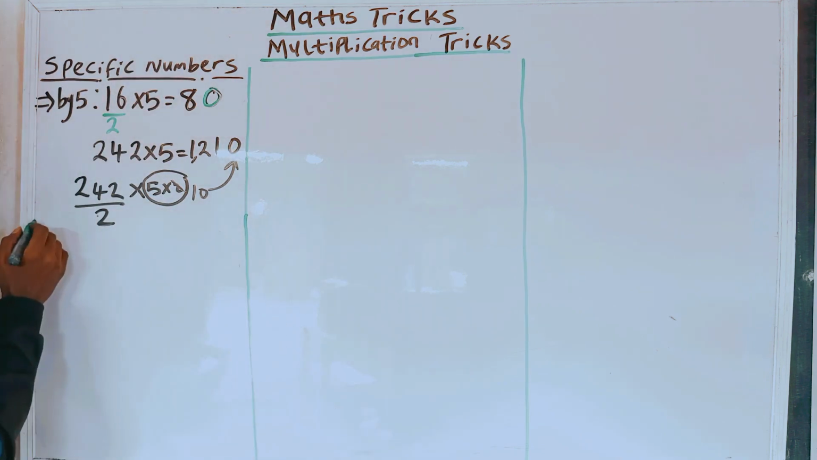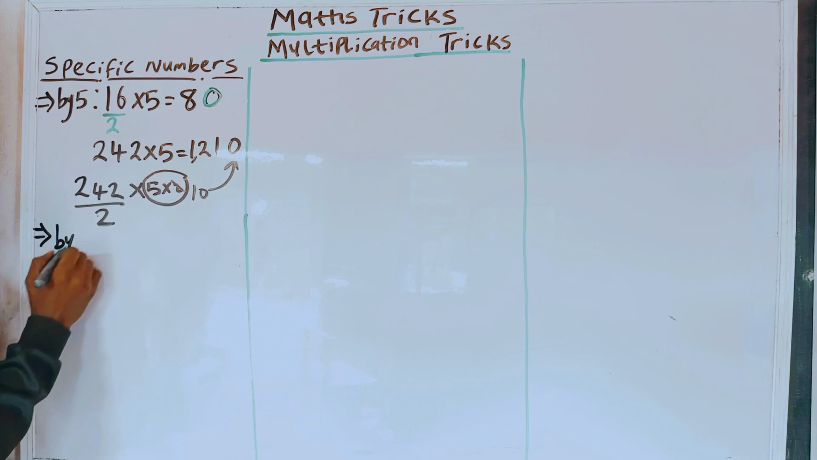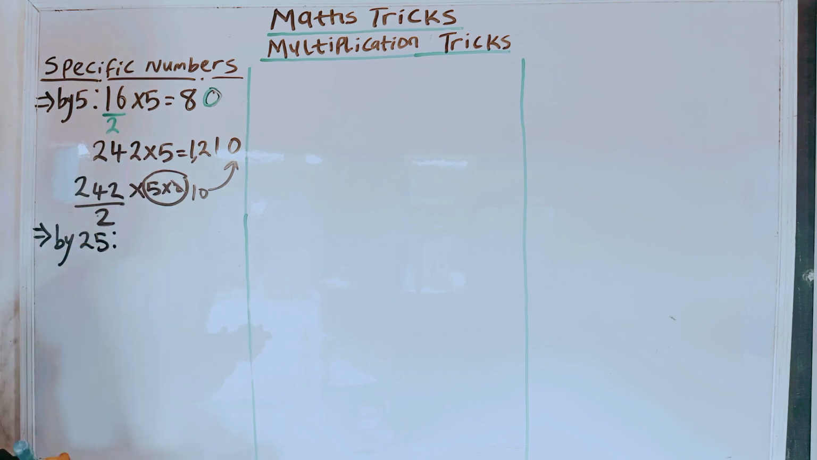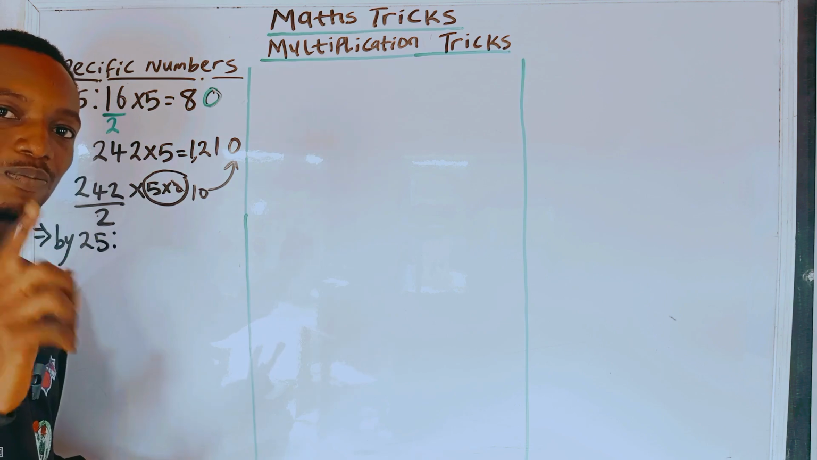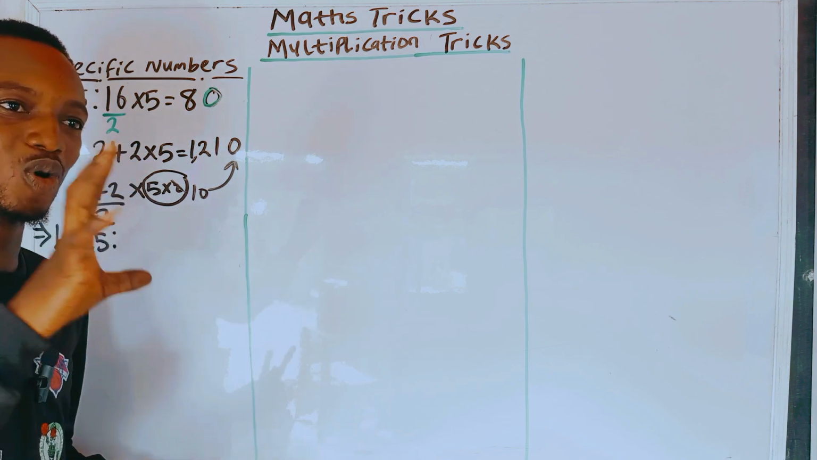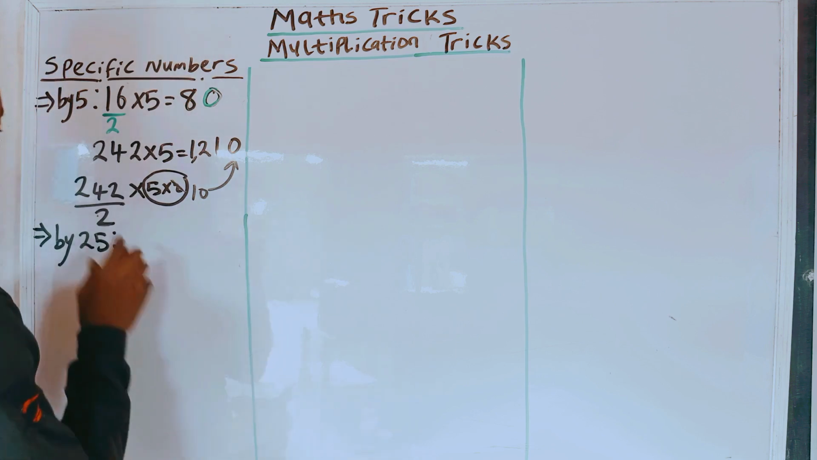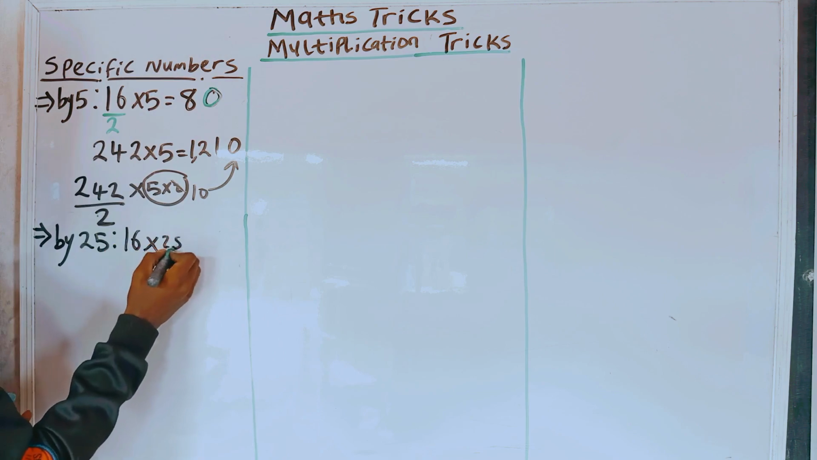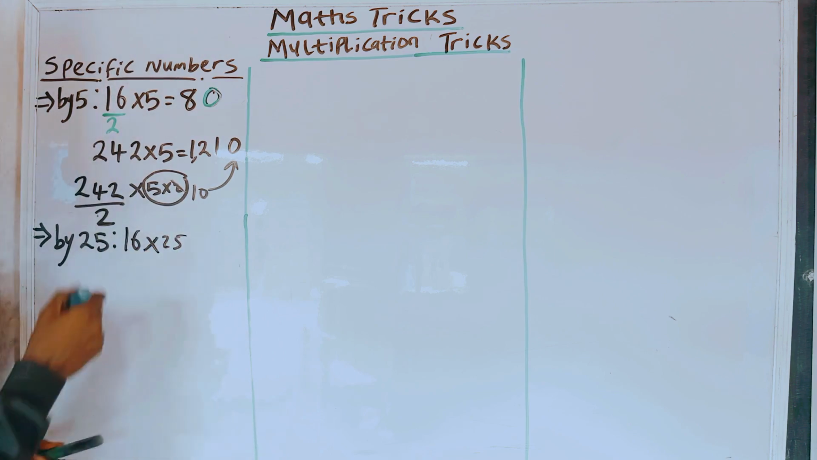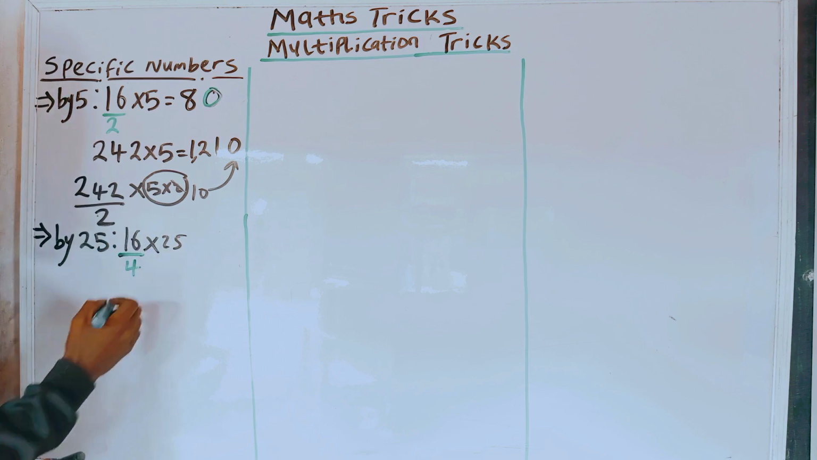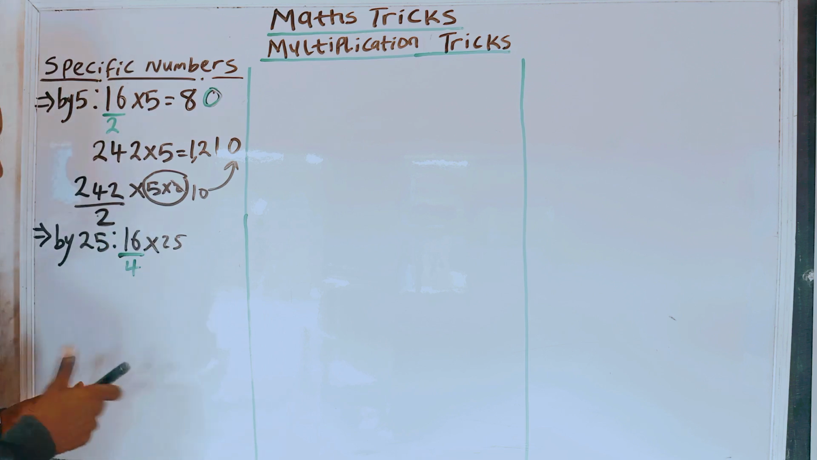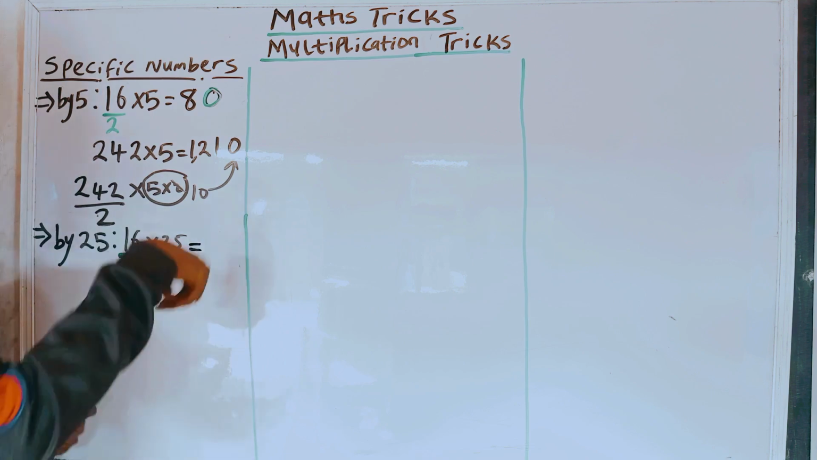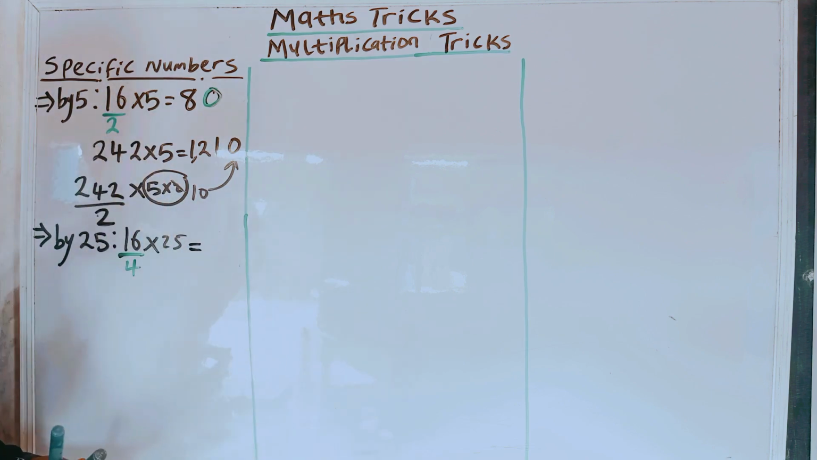The next one is multiplication by 25. Yes, 25 looks like a big number, but whenever you're multiplying by 25, don't go through the rigorous tens and units method. What we are going to do is, let's assume 16, for example, times 25. The fast way of doing this also is by dividing that number by 4, this time around. Then the answer you get, you add 2 zeros behind, not 1, 2 zeros behind.